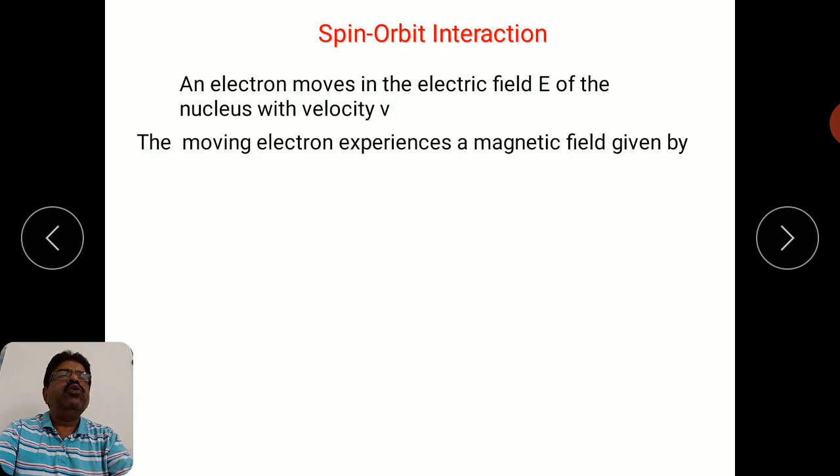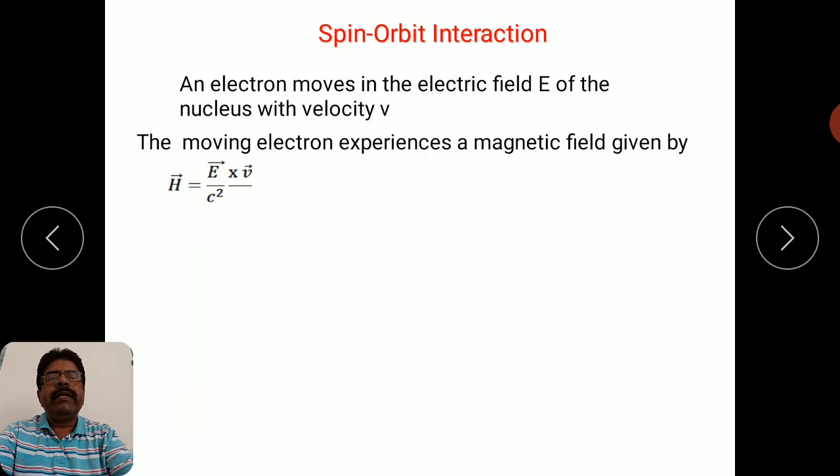Now an electron moves in the electric field E of the nucleus with a velocity v. When the electron is orbiting about the nucleus, the nucleus has positive charge, so it has its own electric field. The motion of the electron experiences a magnetic field given by H is equal to E cross v upon c square.